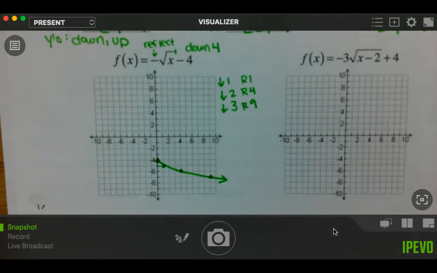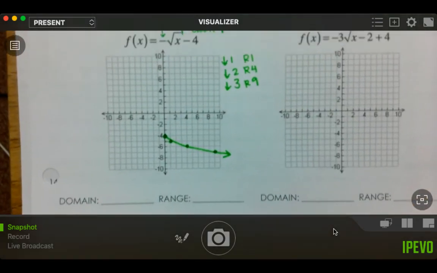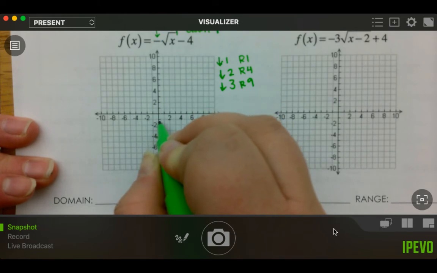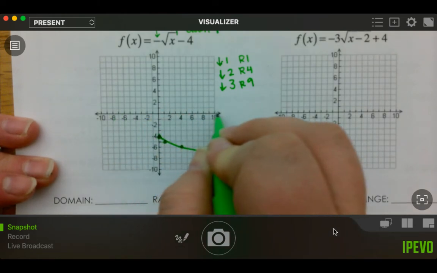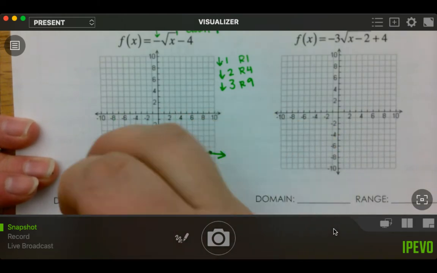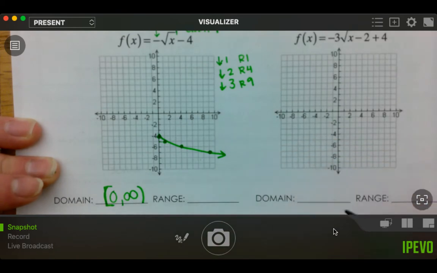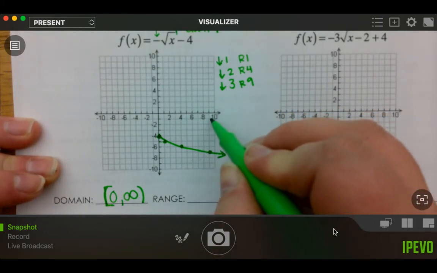And then we're going to go look at the domain. Left to right, the furthest to the left this graph goes is here. The x value, this one, is actually here in the middle at 0. And then it still goes to infinity on the right. Even though this graph is going down, these values are going up.